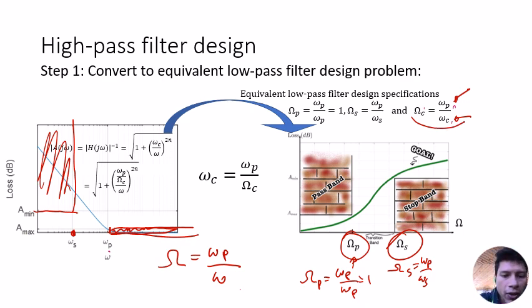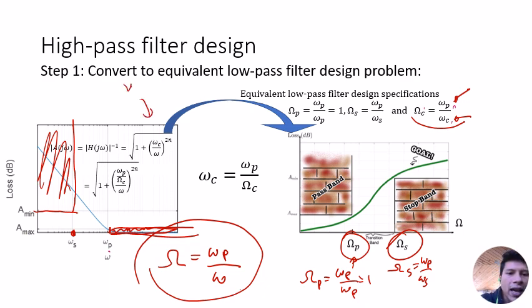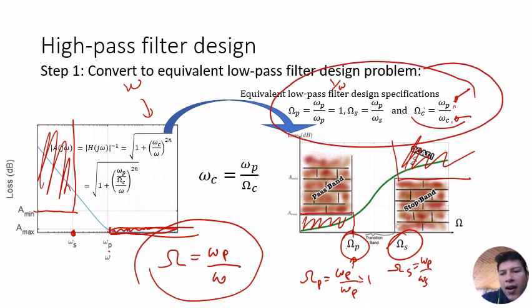So all I did was the following transformation. But now, since I'm going from a dependence on omega to a dependence on 1 over omega, our design parameters are defined in a way that this looks like a low-pass filter: you have a small loss for frequencies less than 1, and a large loss for frequencies beyond capital omega S. So we're going to design a low-pass filter with these specifications, where the pass band is up to 1 and the stop band is greater than capital omega S.